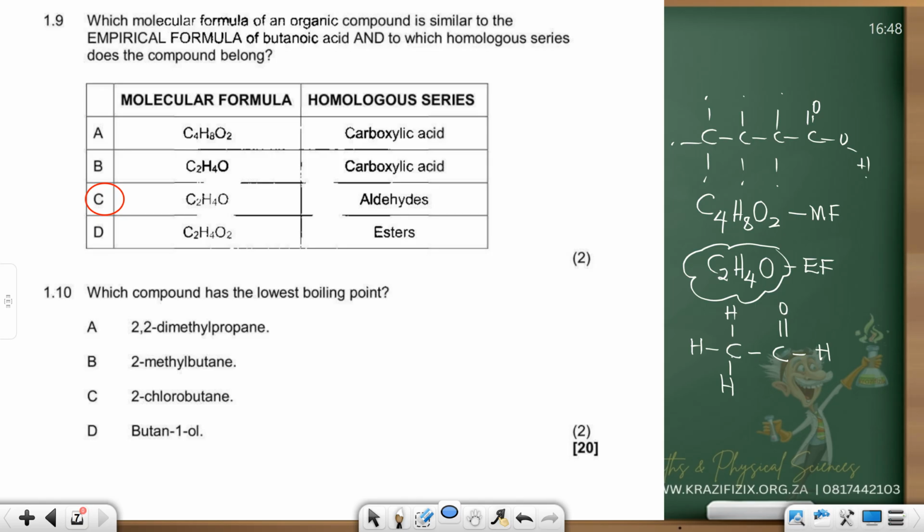Empirical formula of butanoic acid. So please always draw. Diagrams are always the easiest way to go.